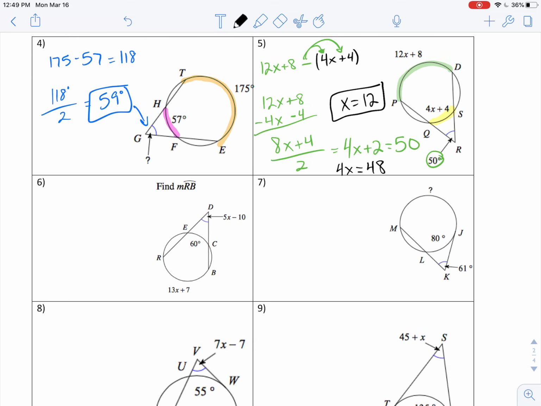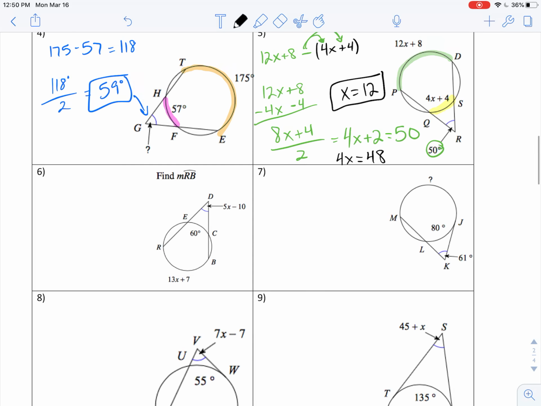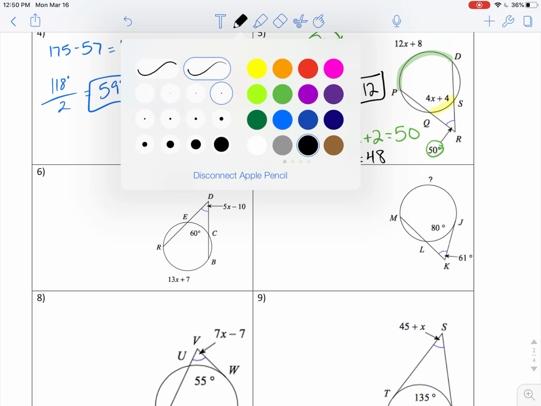All right, same thing on number 6. Why don't you try that one? Pause your video right here. Give that a shot, and then check in a second.